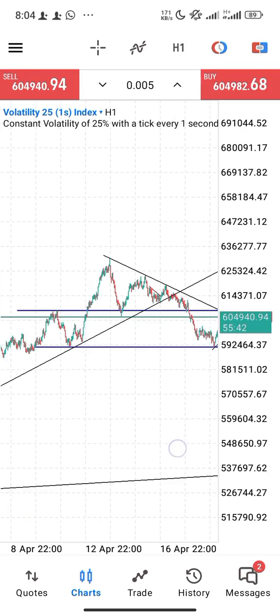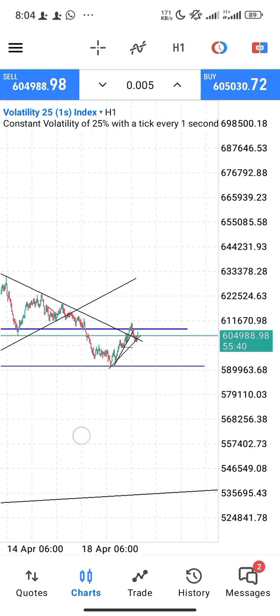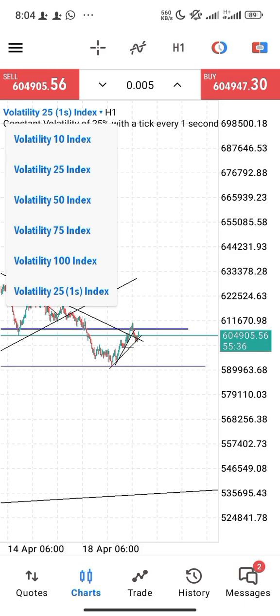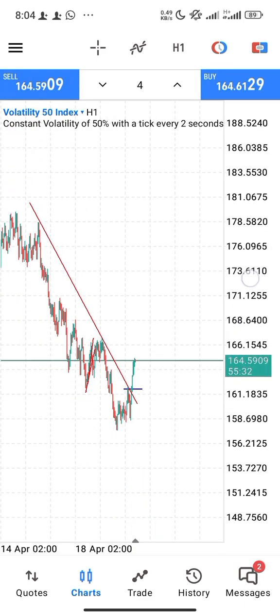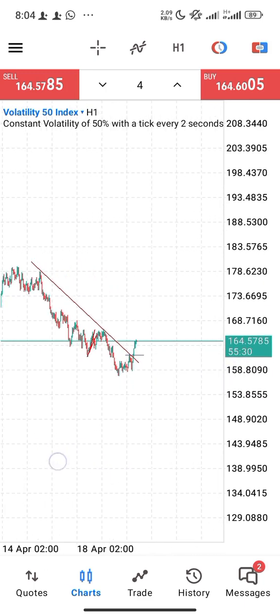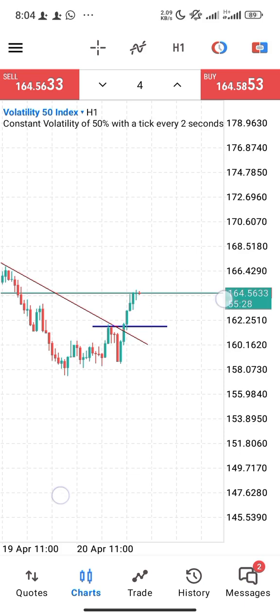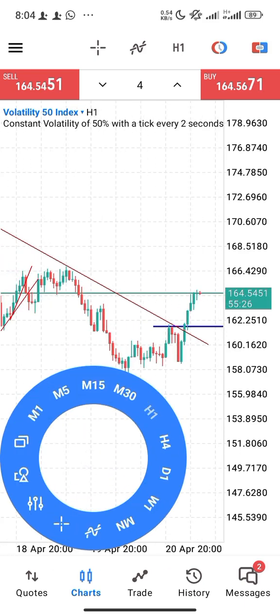So that is that. And then I think we also have something similar to this in volatility 50. I did not post that one, but I did the analysis yesterday. I did not talk about it. So this is it. The market broke out.